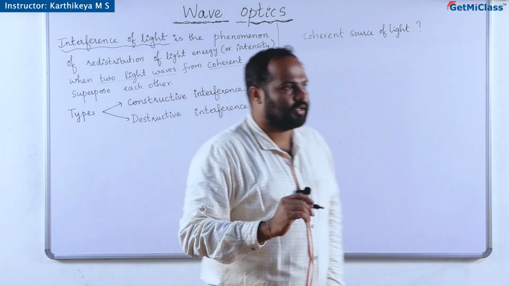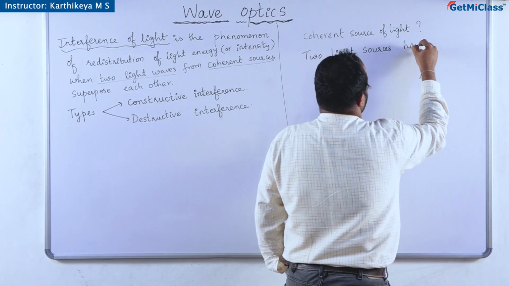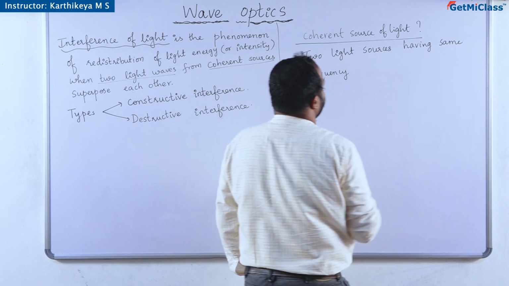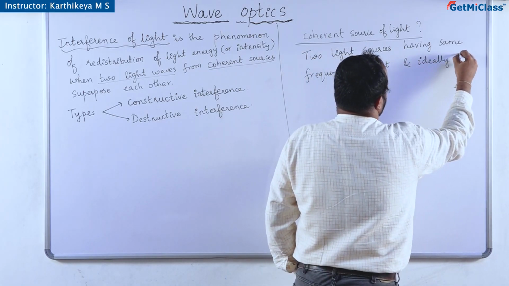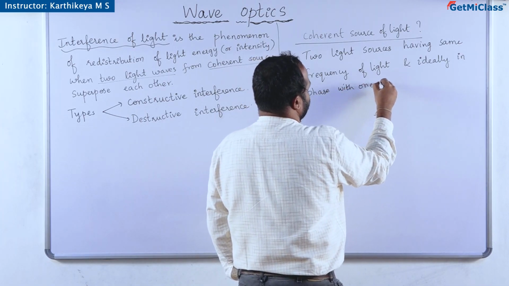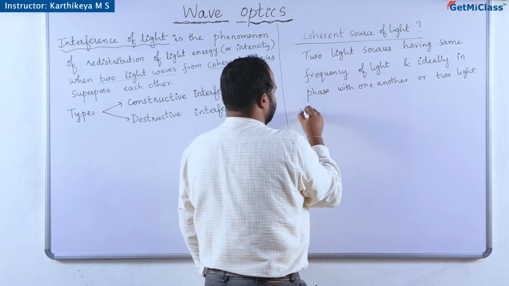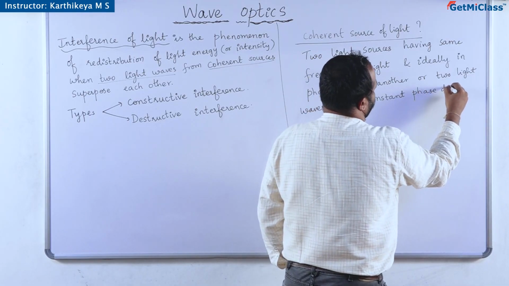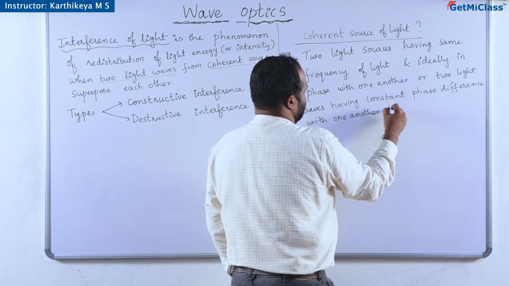Coherent source means two light sources having the same frequency of light and ideally in phase with one another, or two light waves having a constant phase difference with one another throughout the propagation.